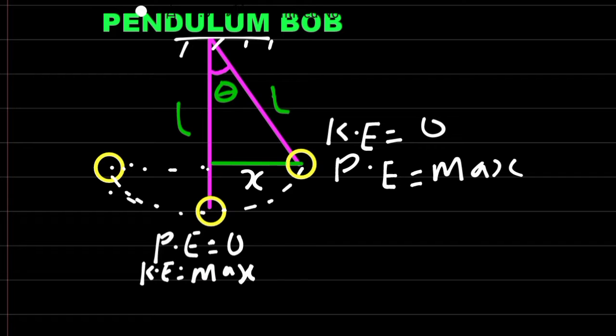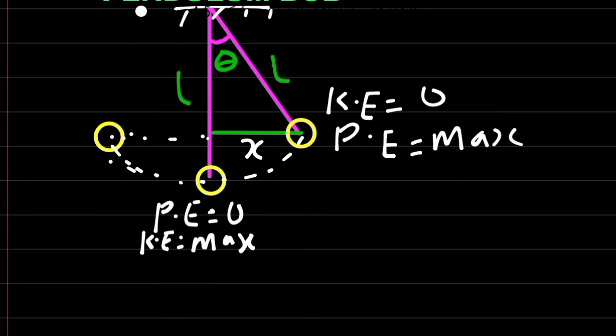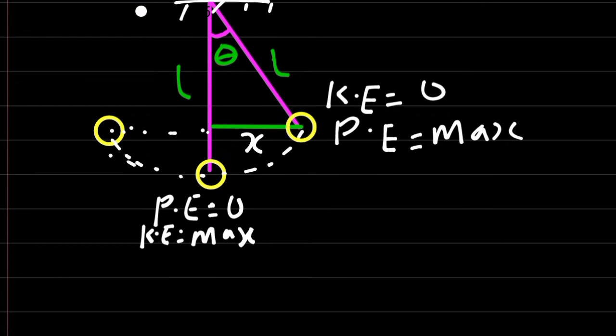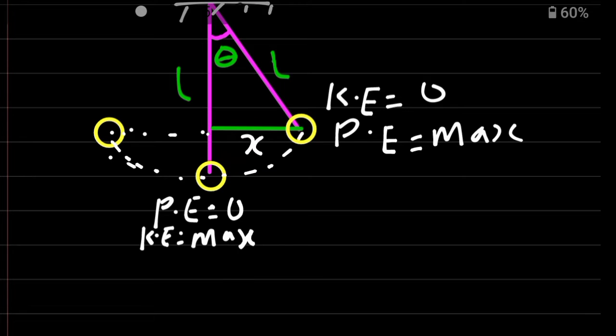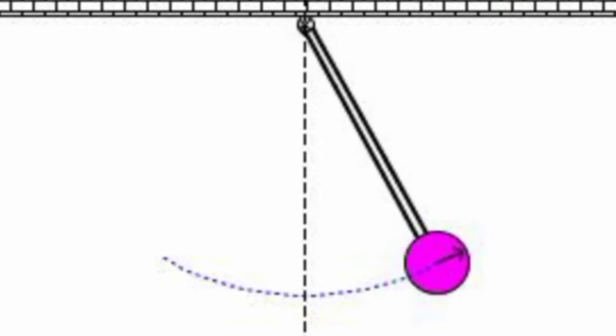Now the object is in motion as a result of its own weight. It will continue to be in motion as a result of the weight of the body. Let me quickly show you a video that shows how a pendulum bob moves. Take a look at the motion of this object.